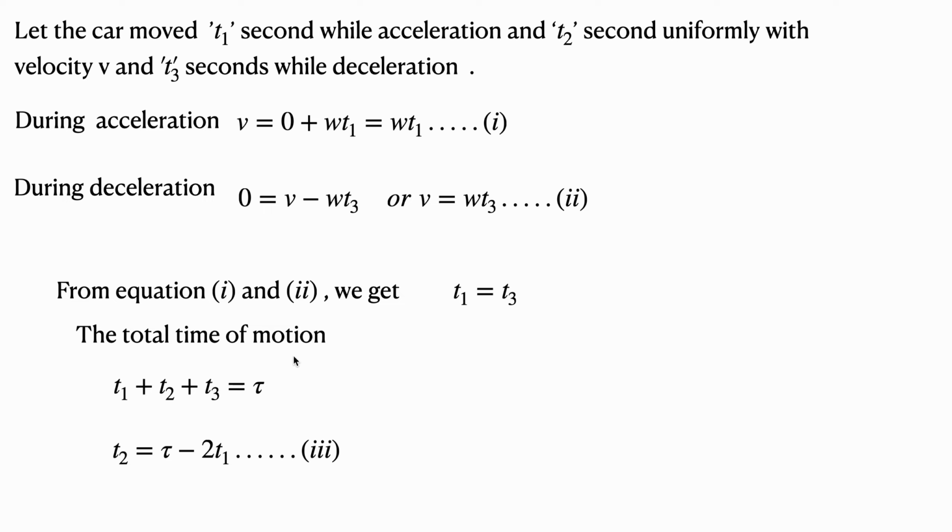The total time of motion is t1 plus t2 plus t3 equals tau. If we put the value of t3 as t1, we will get the value of t2 as tau minus 2 t1. Let's call this equation 3.